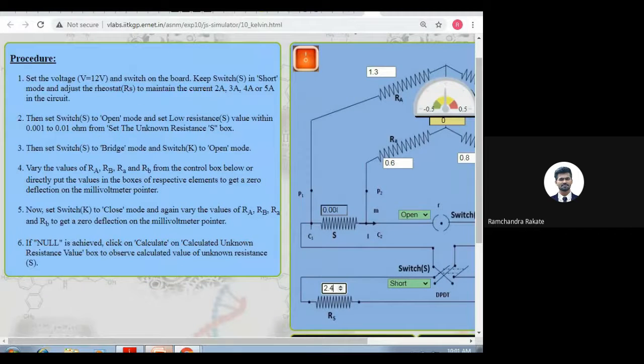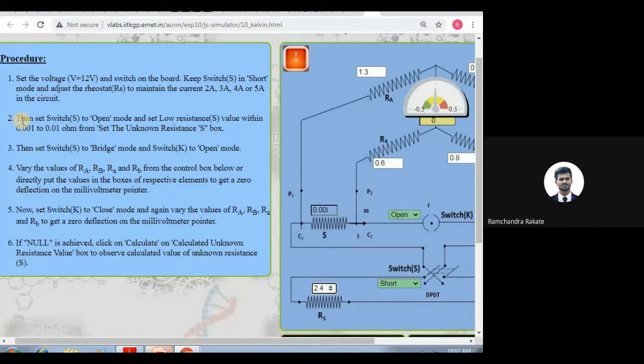Yes. Second one, Kishan, read out the second procedure. Yes, sir. Then set switch S to open mode and set a low resistance value within 0.001 to 0.01 ohm. Set the unknown resistance from the box. Okay, thank you, Kishan. So what is the second step?